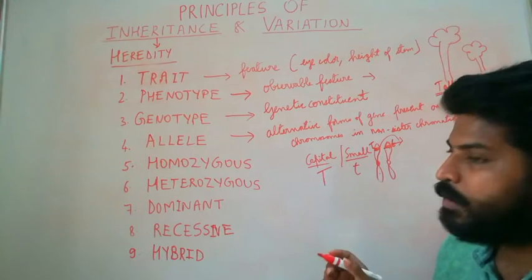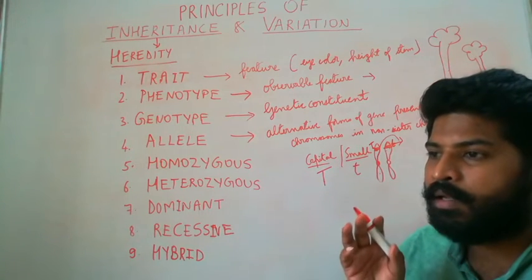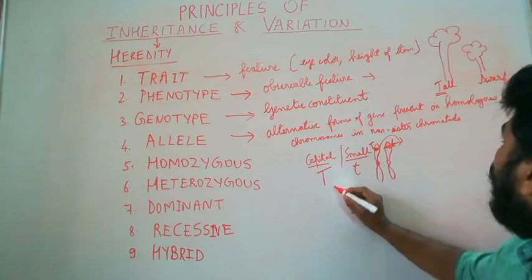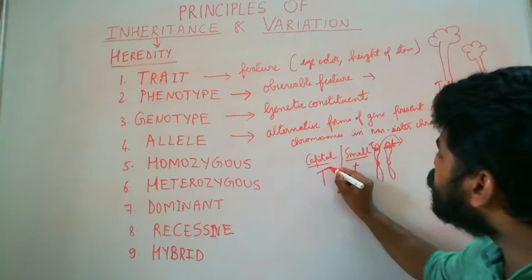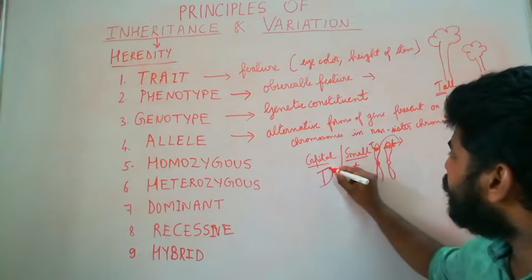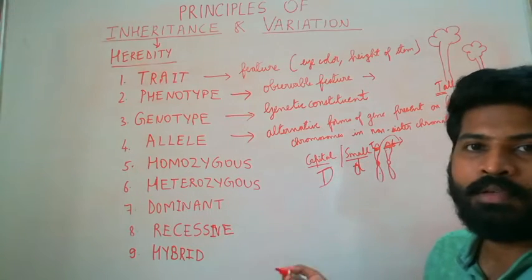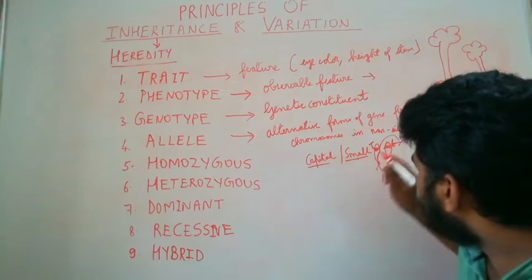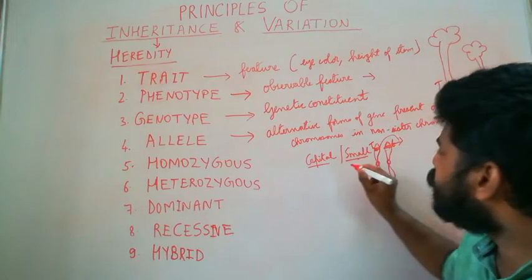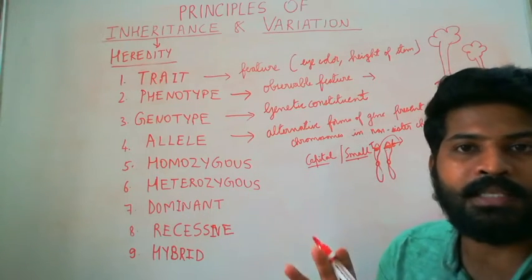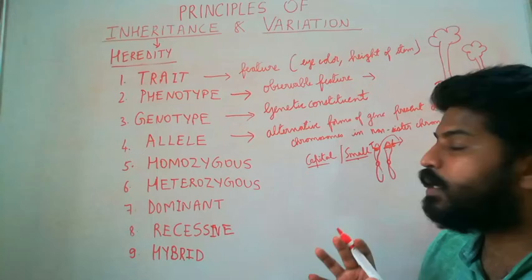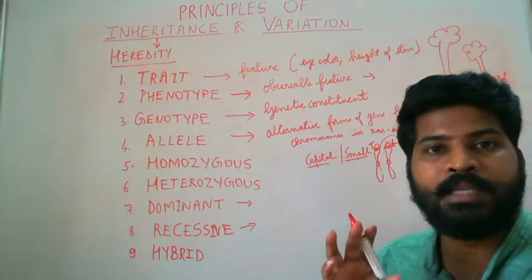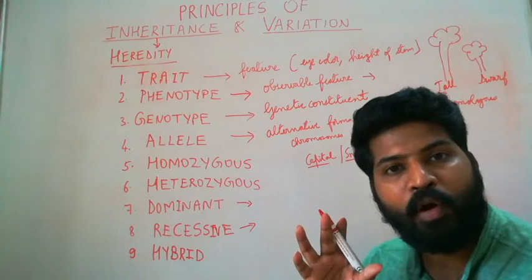Now there is also a rule of thumb to be followed when we choose these alphabets. In this case, we could have chosen alphabet D also, D for tallness and small d for dwarfness, but we don't do that. The reason is that the alphabet we choose to mark or recognize the gene should be a dominant trait. The trait that is dominant, the alphabet will be taken for that trait.